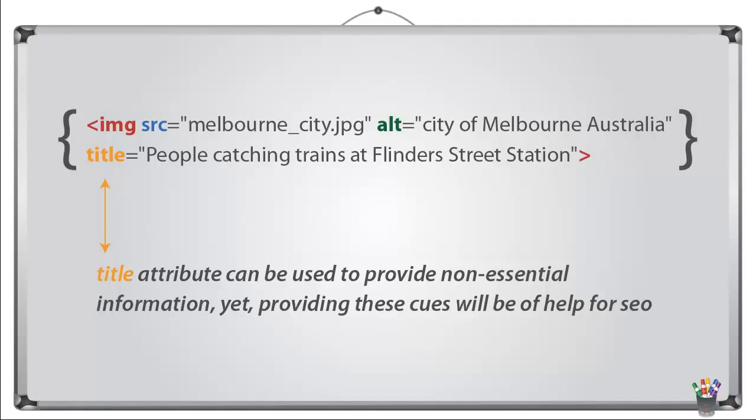Now surely this is an example, but I want to explain to you that this is how you expand your file names, this is how you expand your alt attributes, and this is how you place your title attributes. Surely you're not going to be targeting search terms such as people catching trains and so on, right? But let's say that I own a business in the city of Melbourne. Let's say for an example.